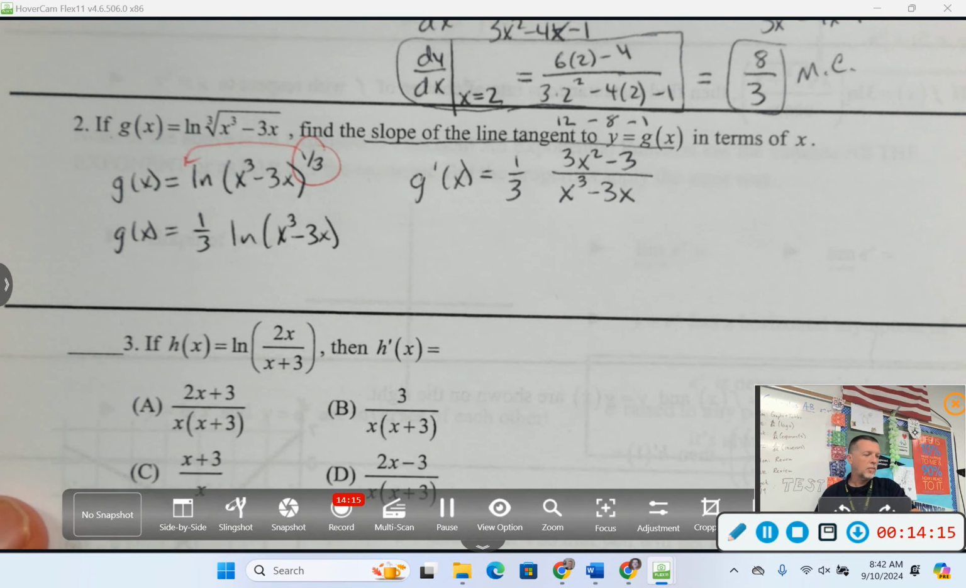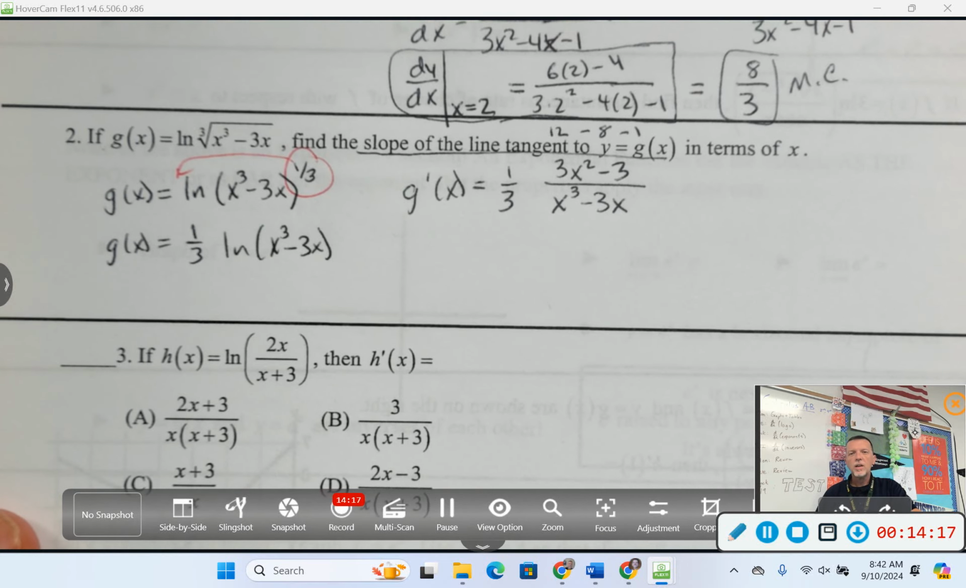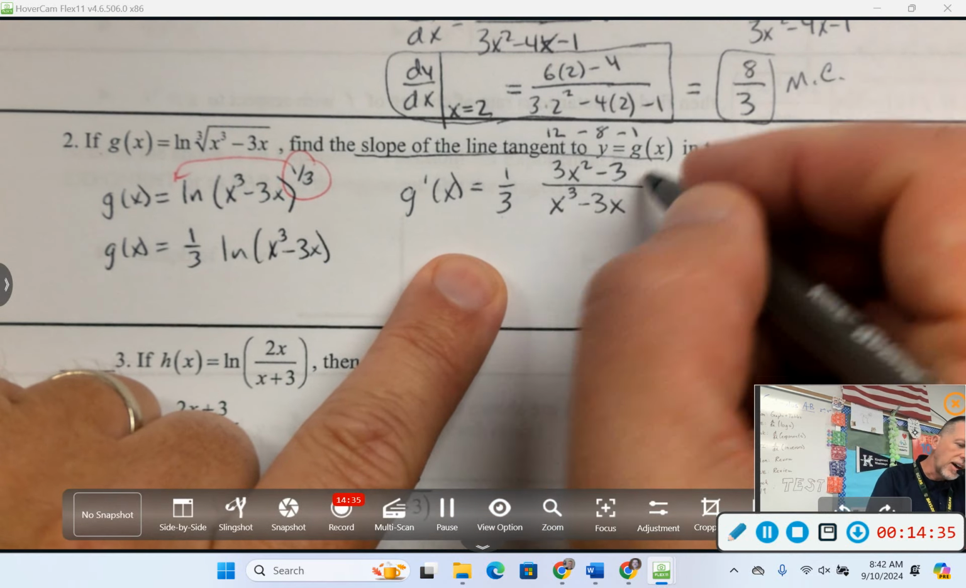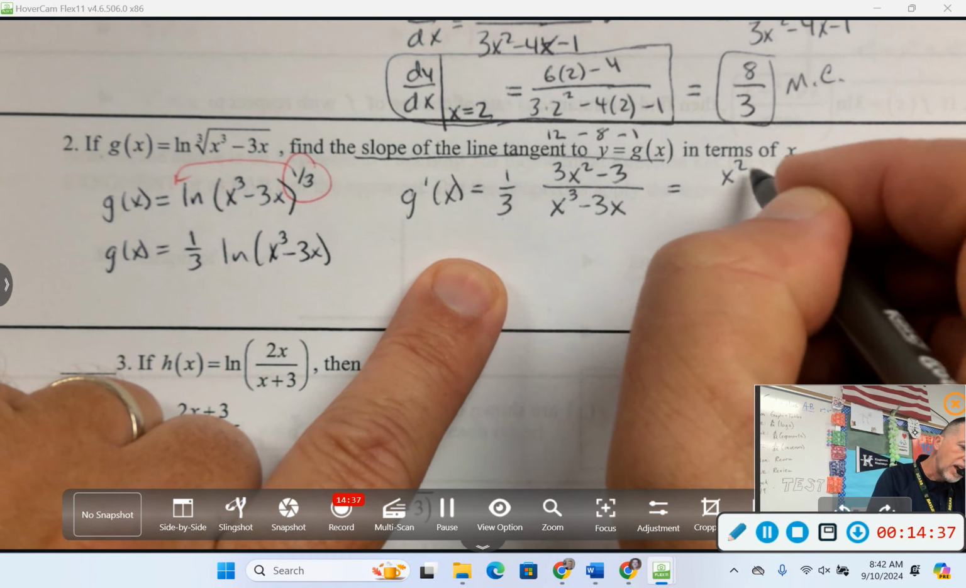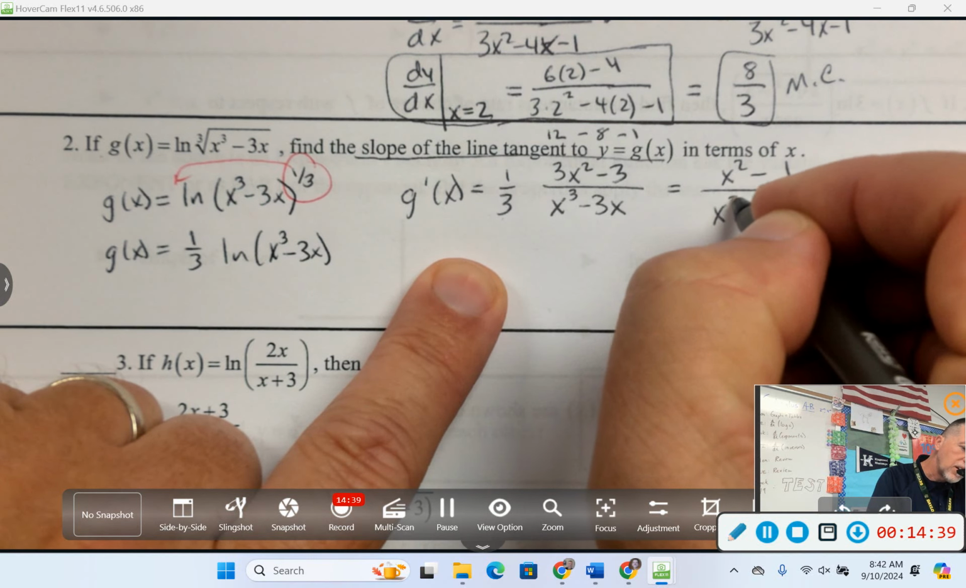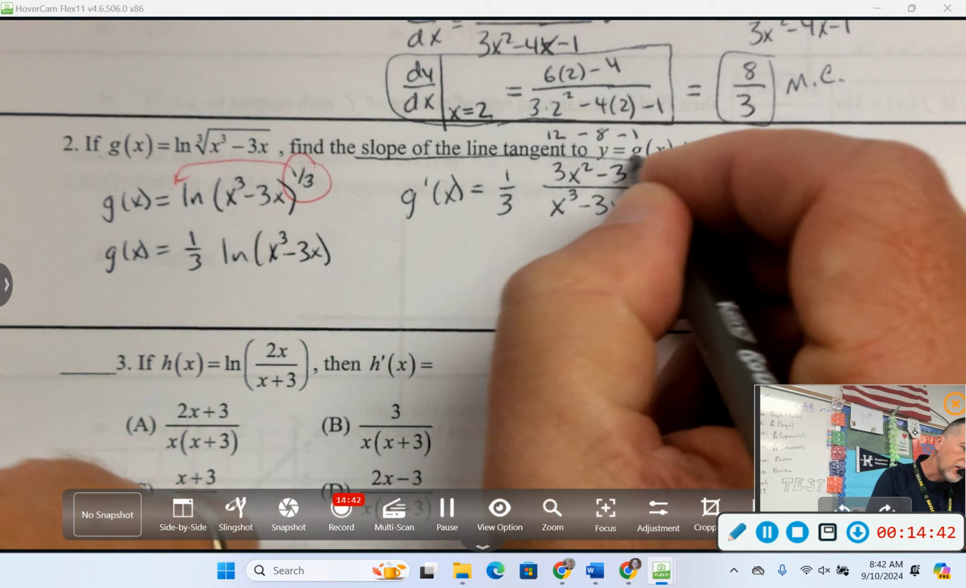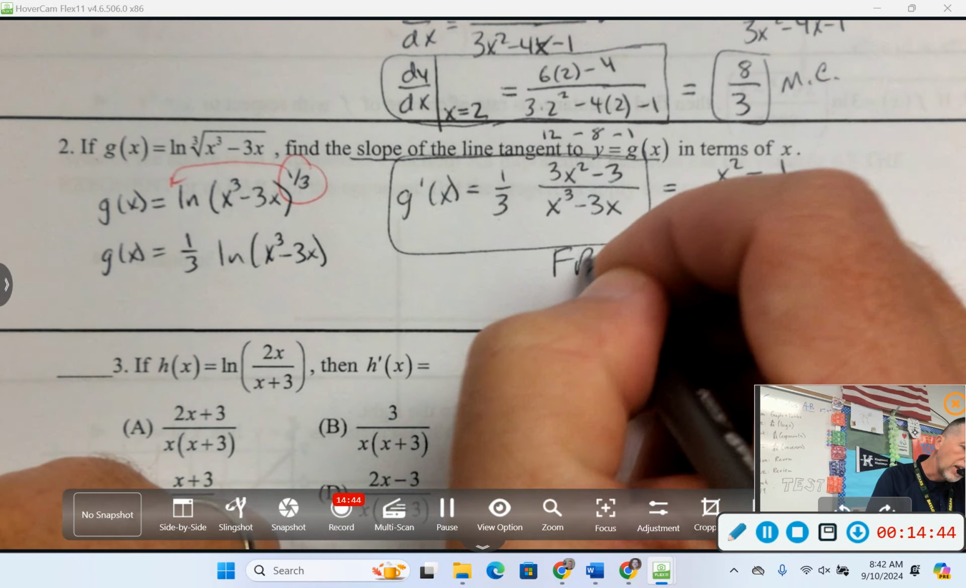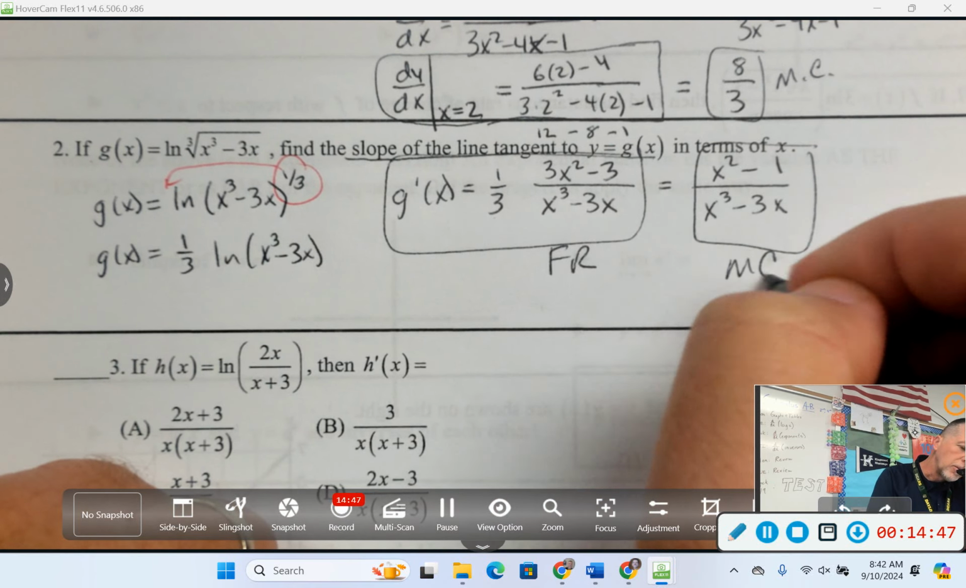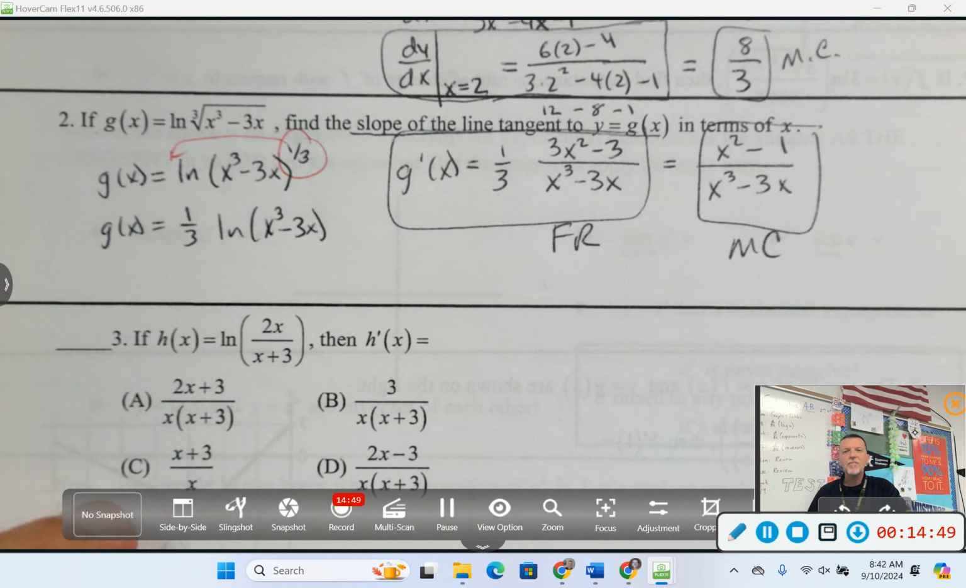That's my safe stop for sure. What would be done to get to a multiple choice answer? Like, what could we do to simplify? Do you see? Hopefully you'd recognize the answer on the multiple choice test. That bottom 3 can divide into those top 3's and get me x squared minus 1 over x cubed minus 3x. So again, free response versus multiple choice. Safe stop versus having to clean it up a little bit.